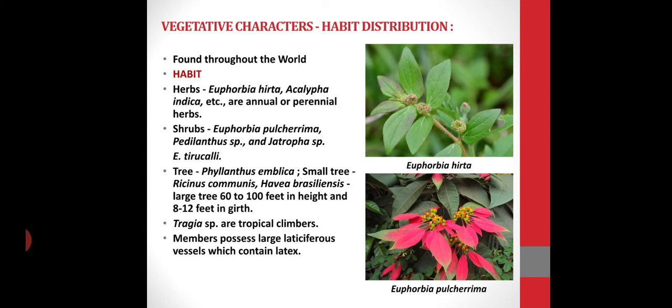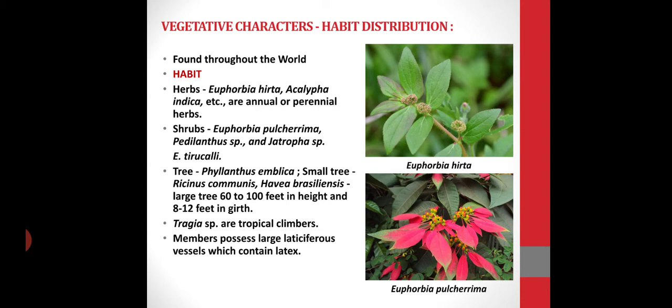Try to remember these names, because this family may be asked in a short note or a 15 marks essay type question. Ricinus communis is castor. Then Hevea brasiliensis is a large tree, the rubber tree, which can grow nearly 60 to 100 feet in height, with 8 to 12 feet girth. Then Tragia species are the climber examples of this family.